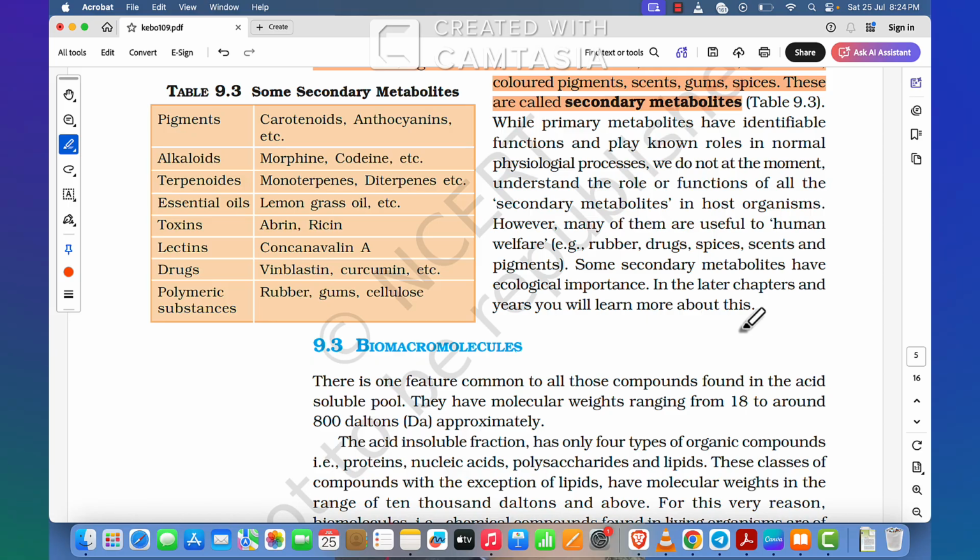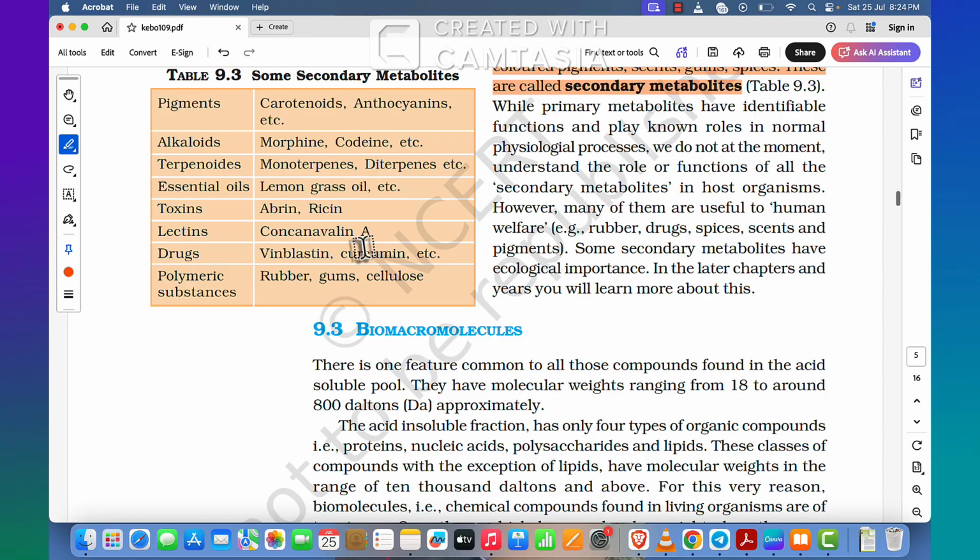However, many of them are useful to human welfare, like rubber, drugs, spices, gums, pigment. Some secondary metabolites have ecological importance. In later chapters you will learn about it.